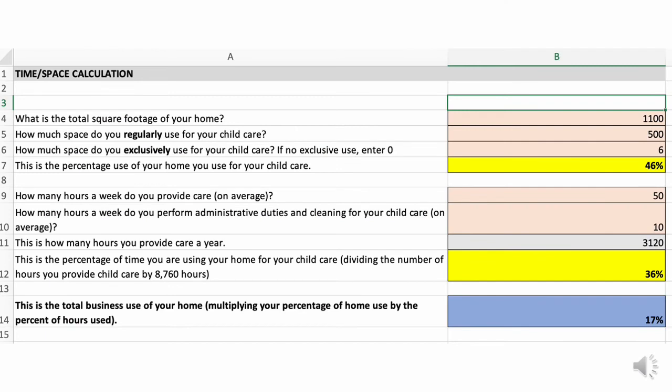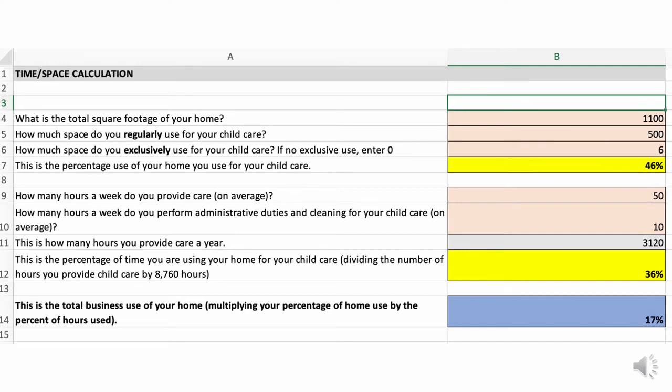This is a screenshot of our time-space worksheet. I added some sample numbers for us here. 506 square feet is used for childcare out of 1,100 total square footage. We'll come back to this breakdown in a moment. And 50 hours are spent a week providing care, 10 hours each day, with another 2 hours per day working on the business without children present, for organizing, cleaning, and prepping. These two numbers are multiplied automatically in the Excel worksheet to get our time-space percentage.